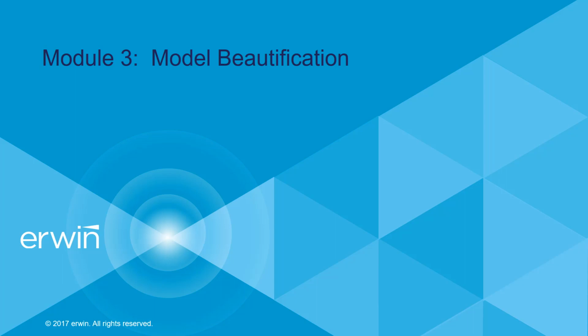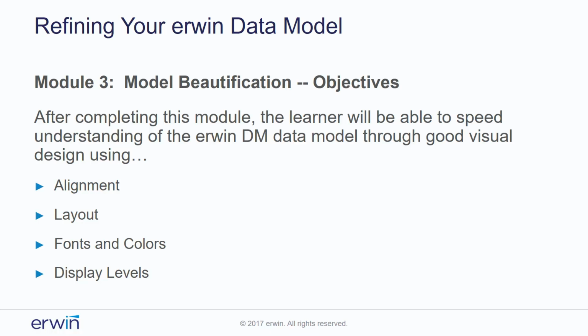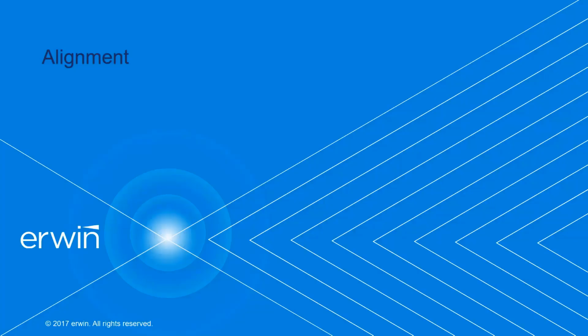Erwin Data Modeler diagrams communicate visually. Therefore, it benefits us all to pay attention to the visual design of our data model diagrams. Done right, we will enhance the communication. In addition to the material covered in Module 2, improving model readability, Erwin DM has other features that can visually enhance our work. The word alignment has several meanings in Erwin Data Modeler.